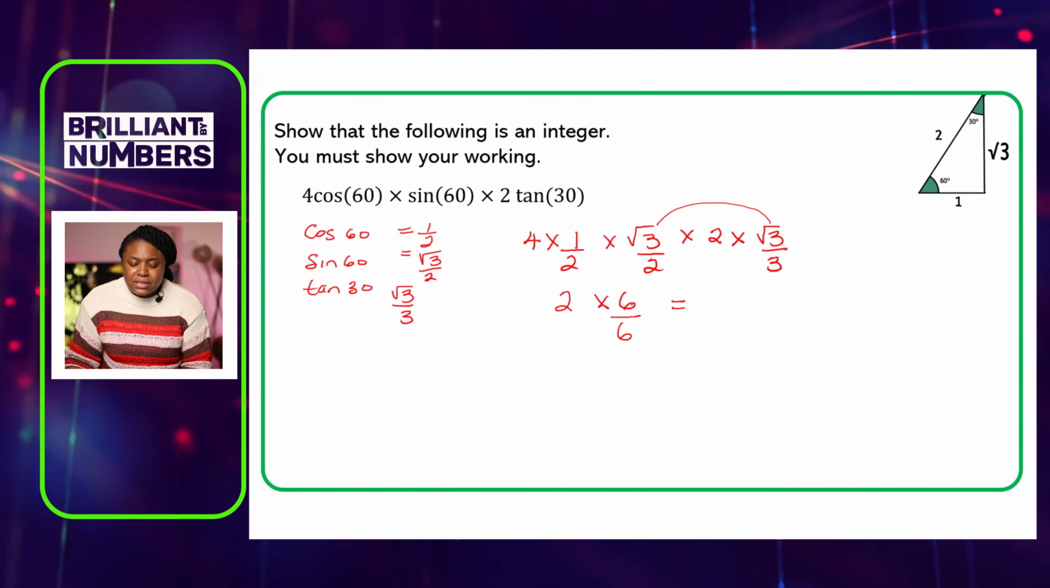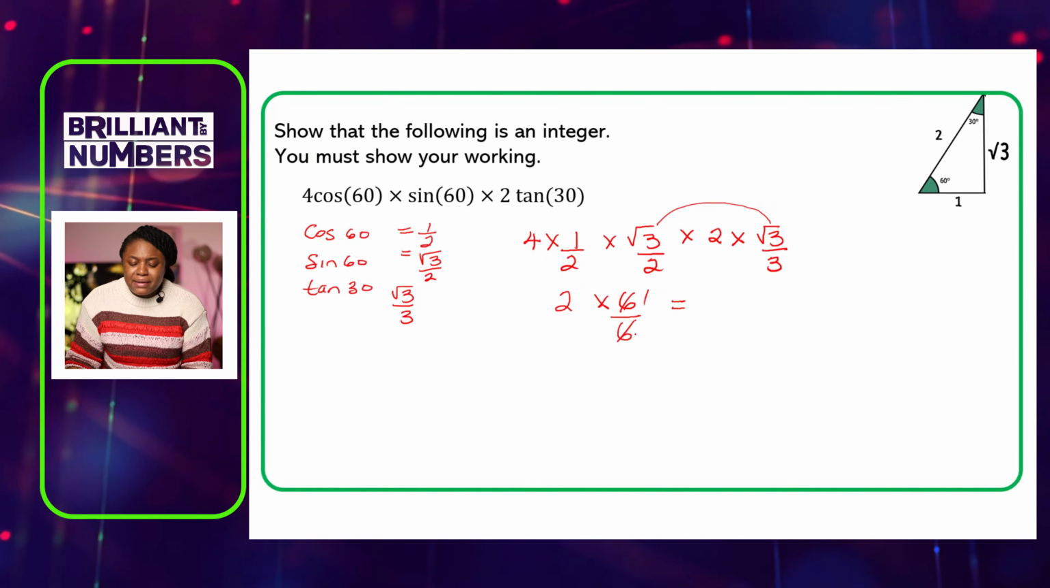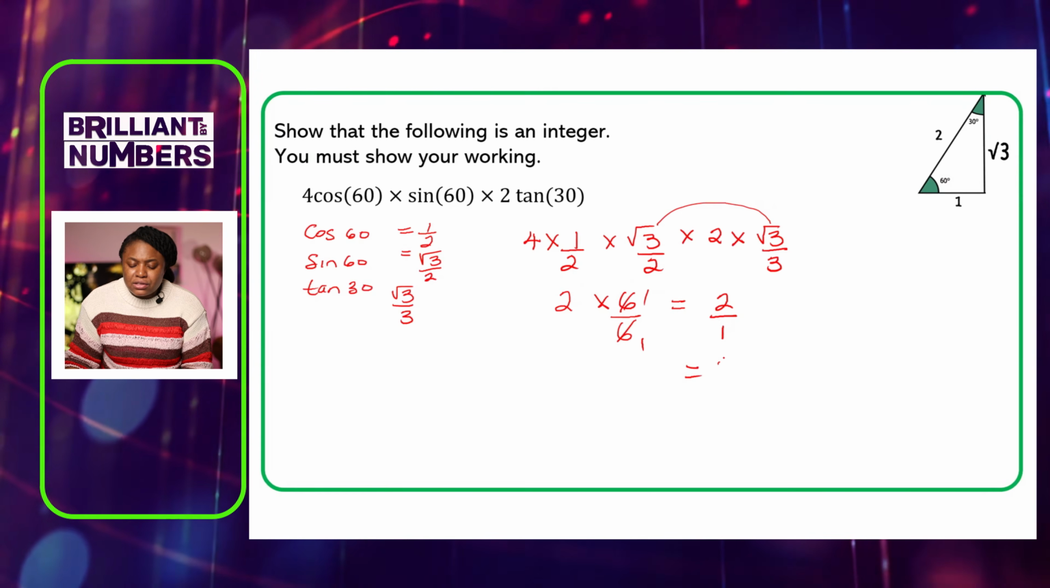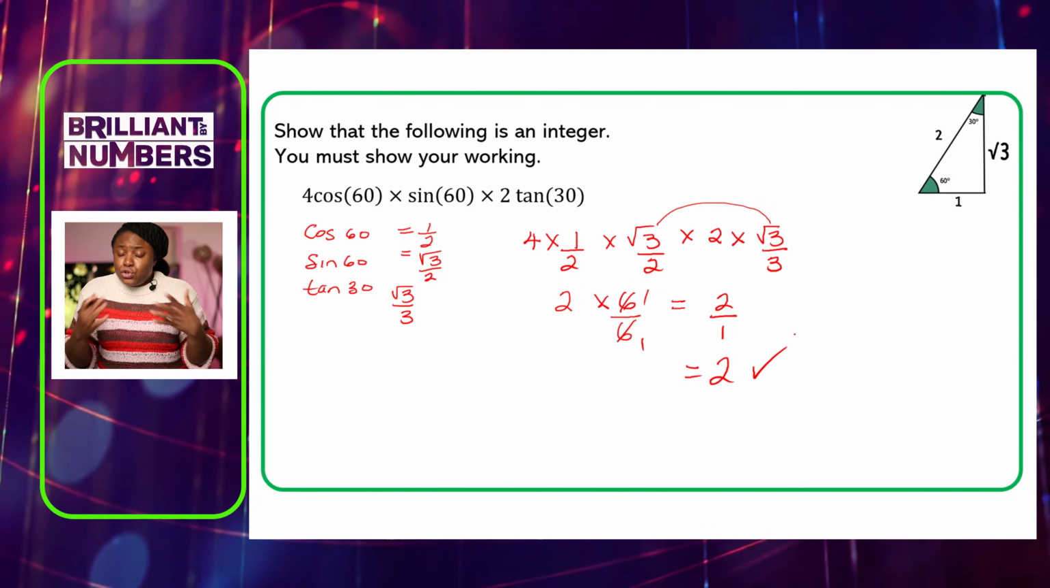If we do this now, we could just simplify by dividing by 1. So therefore we get 2 over 2. So the final answer is 2. So if you know your exact trig values, you just write down their values, substitute them in the question and simplify. And there you have it. Looks complicated, but clearly it is not.